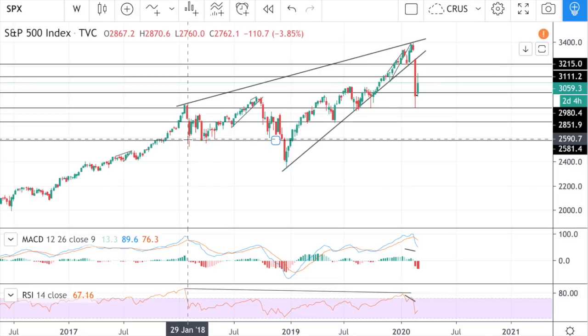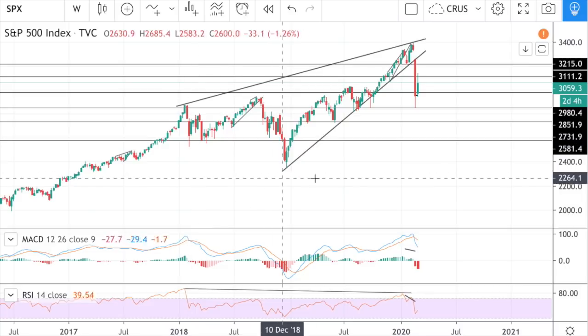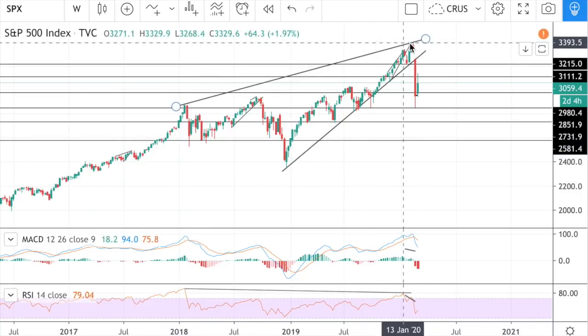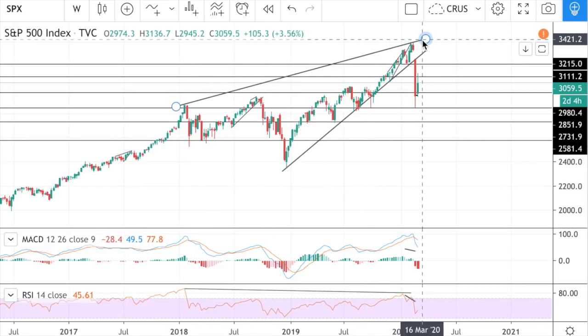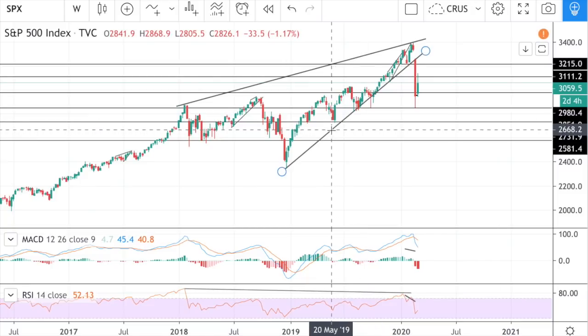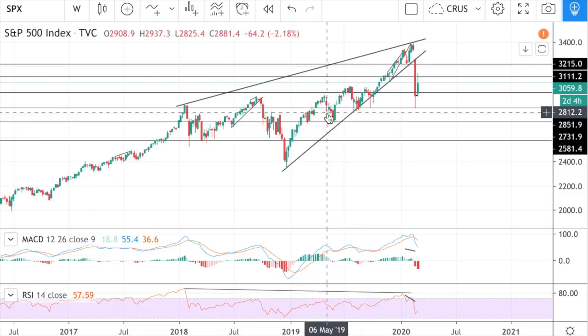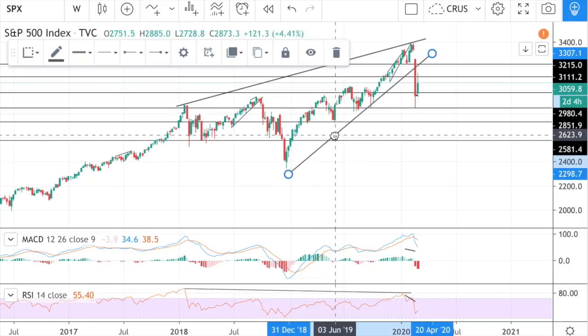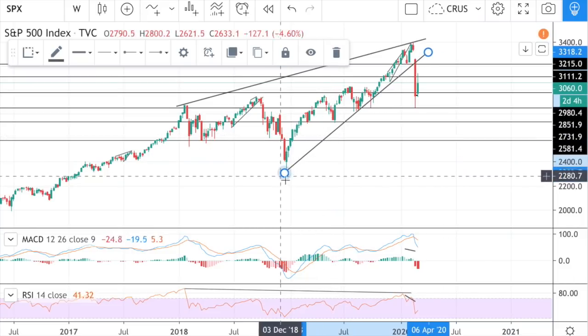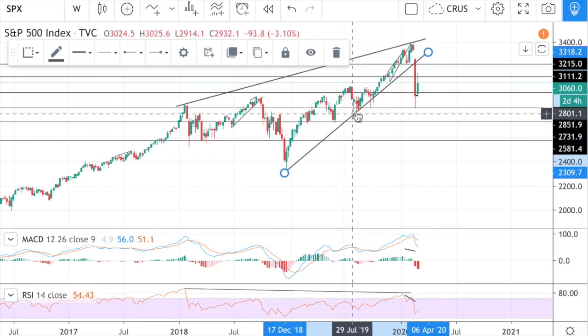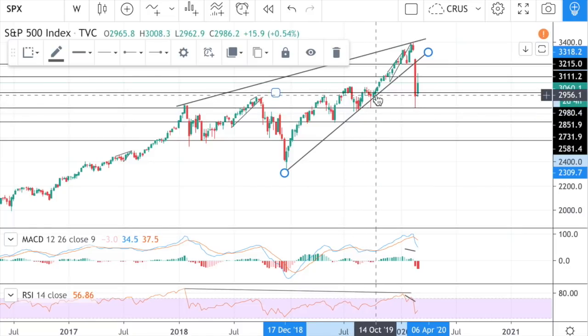Now we need three specific things for a wedge pattern to be confirmed, to actually play out. And the first thing is a trend line. So we have a trend line right here with many reactions. So this is a valid trend line. We've got the bottom here and reactions throughout.